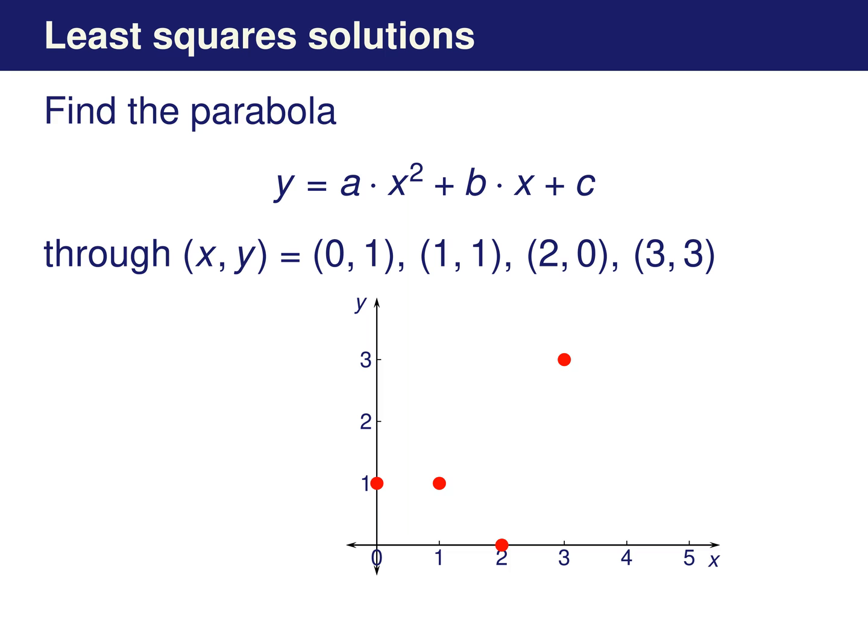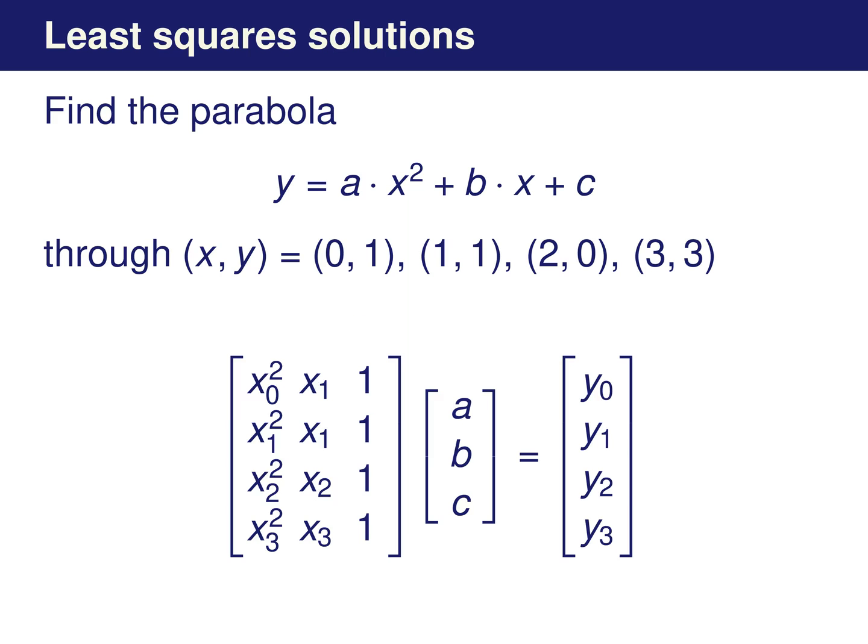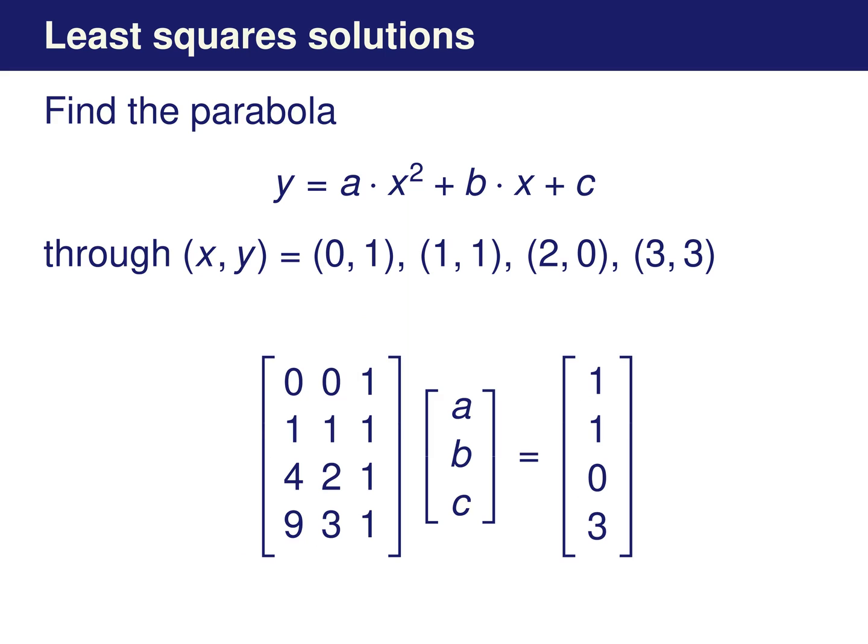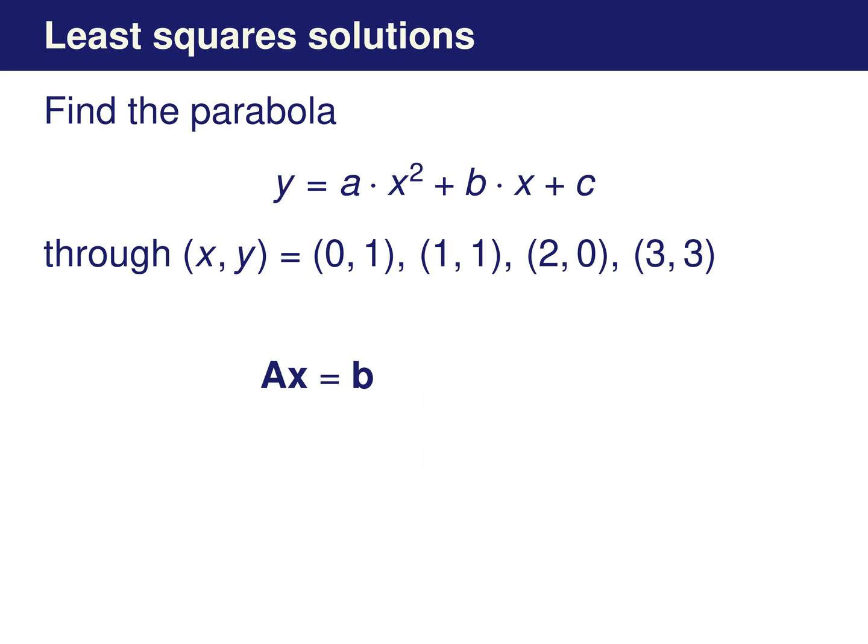Let's look at a practical application of the projection matrix. We would like to find the equation for a parabola which passes through the points 0, 1, 1, 1, 2, 0, and 3, 3. We can write this problem as a linear system using a Vandermonde matrix. The system is overdetermined and has no solution. This is because the vector b is not in the column space of A. We'll use a projection matrix to put it there.